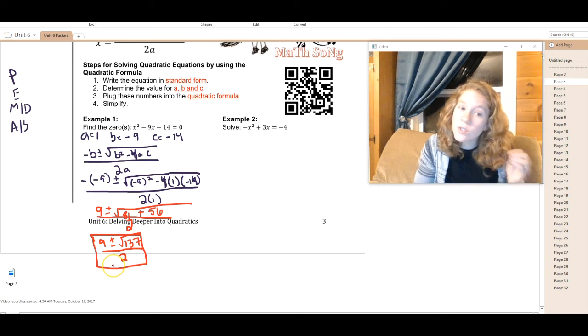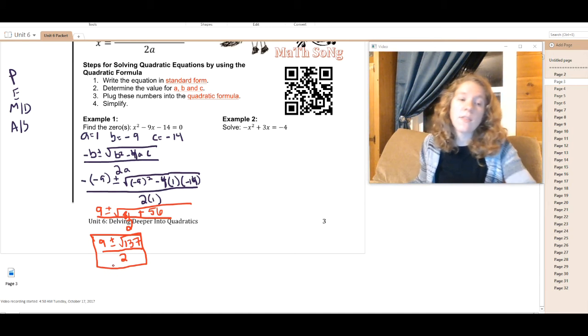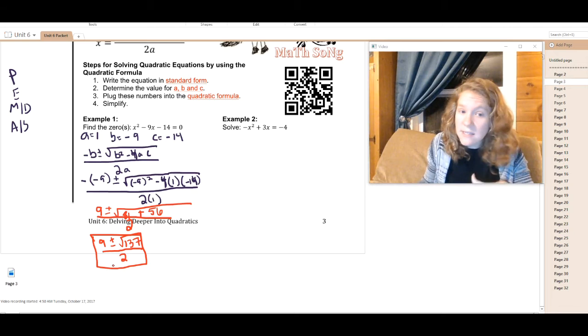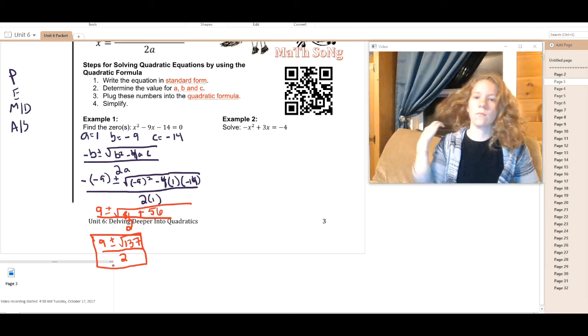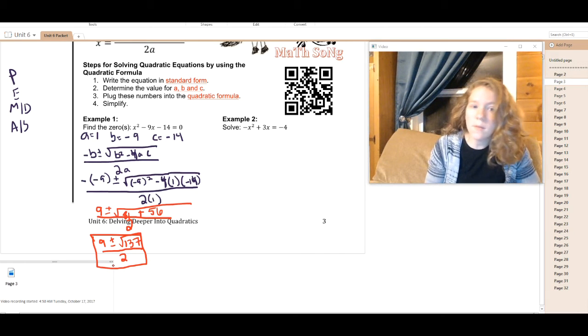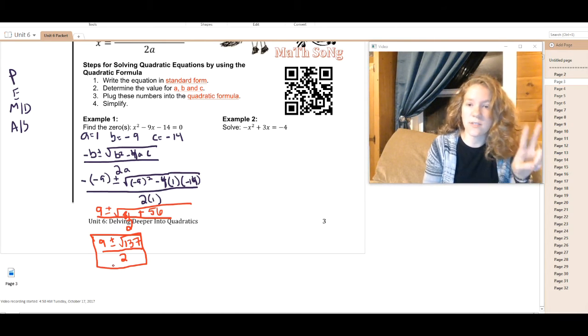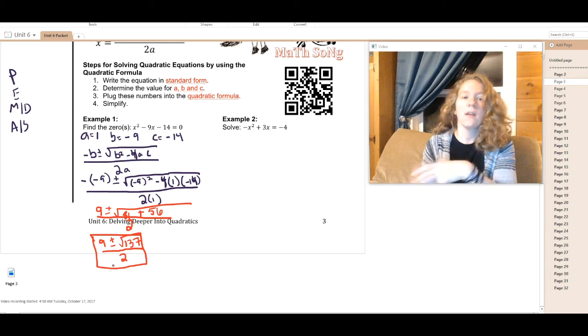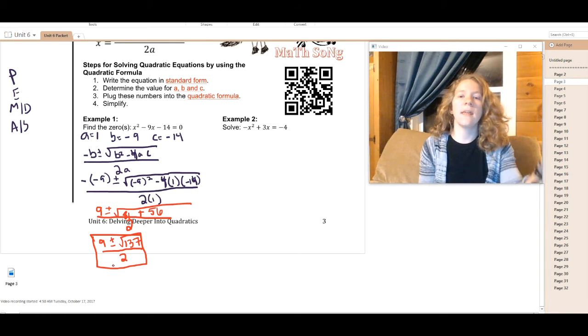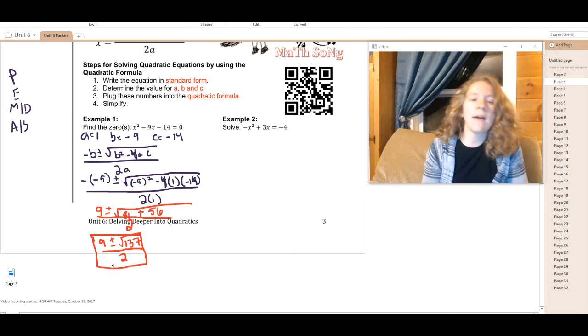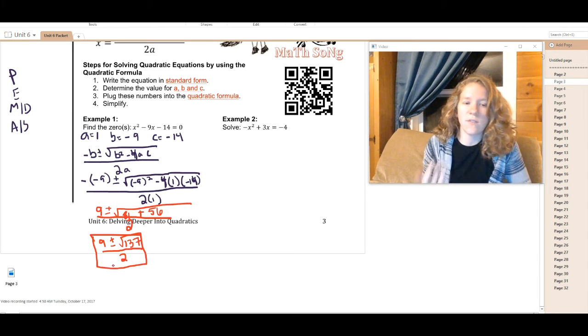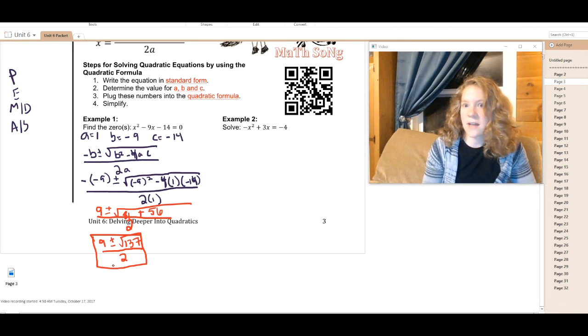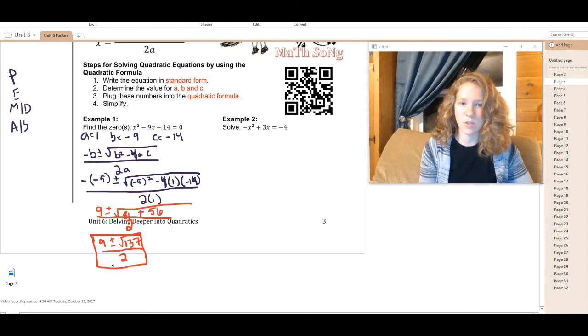That is my two solutions, 9 plus the square root of 137 over 2, 9 minus the square root of 137 over 2. If this were a word problem and I needed to have decimal answers, then I could put that in the calculator. I'd have to put it in as two separate answers, 9 plus the square root of 137 over 2, and then 9 minus. So I would have to do that two separate times. If you need help putting that in the calculator, just ask us and we'll show you. All right, I've talked a long time, so let's go ahead and get to example 2.